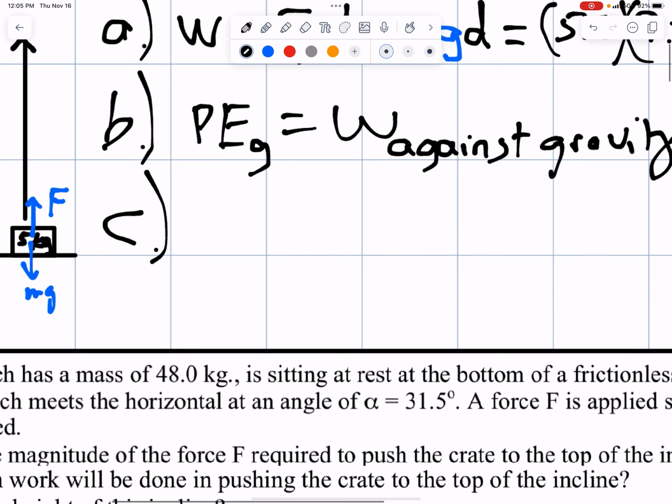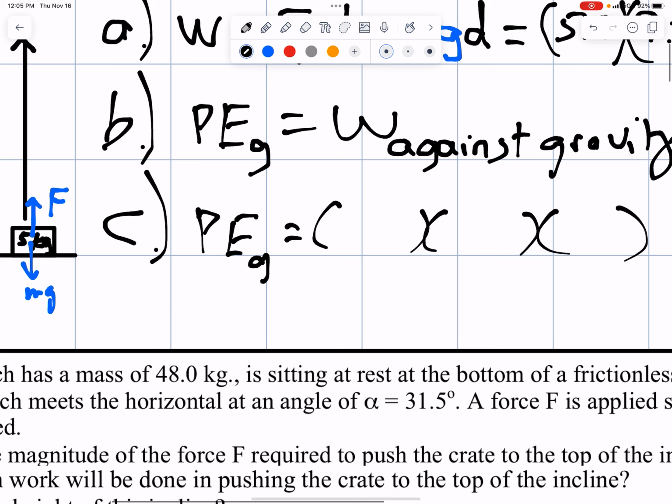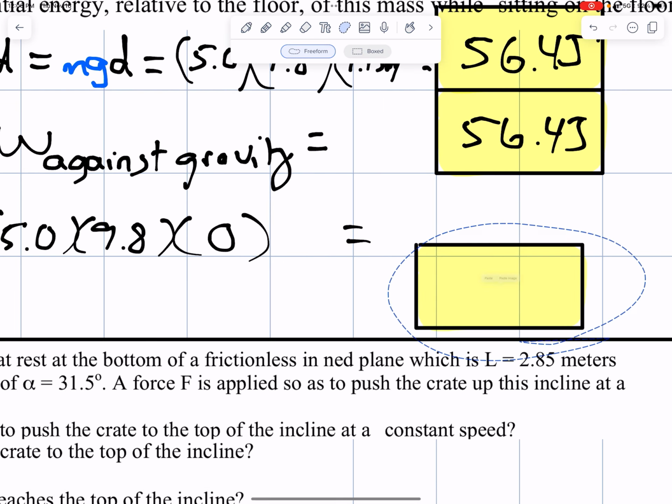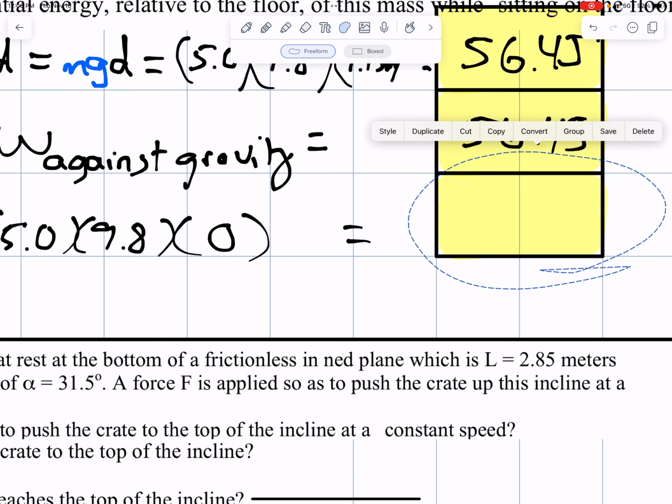All right, but now part C, it says, what was the initial gravitational potential energy relative to the floor while the mass was sitting on the floor? Well, we can go mass times g, but what is the height if you're sitting on the floor? The height is 0, right? So that means we end up with a potential energy of 0.